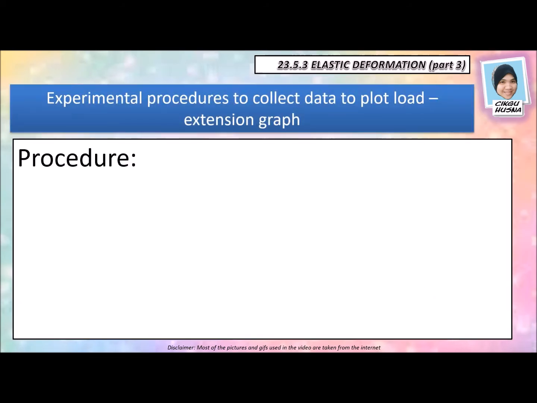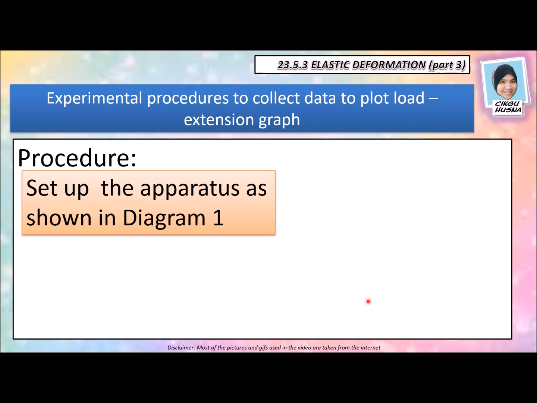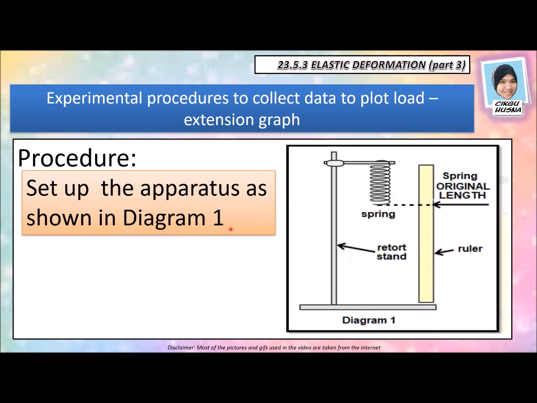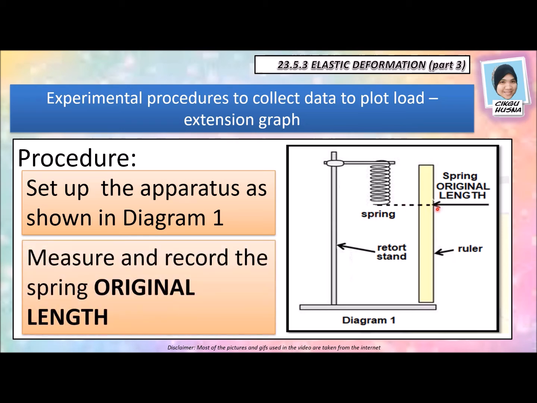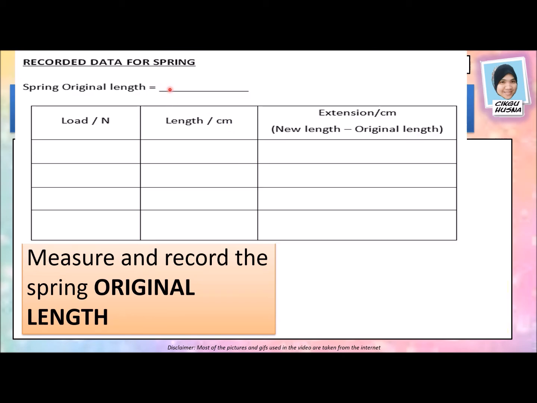So how to carry out the experiment? First of all, set up the apparatus as shown in diagram 1. As you see here, you attach the spring onto the retort stand. Next, measure using a ruler the spring original length. So you record the original length. Let's say the length for this experiment is 10 cm for the spring original length.